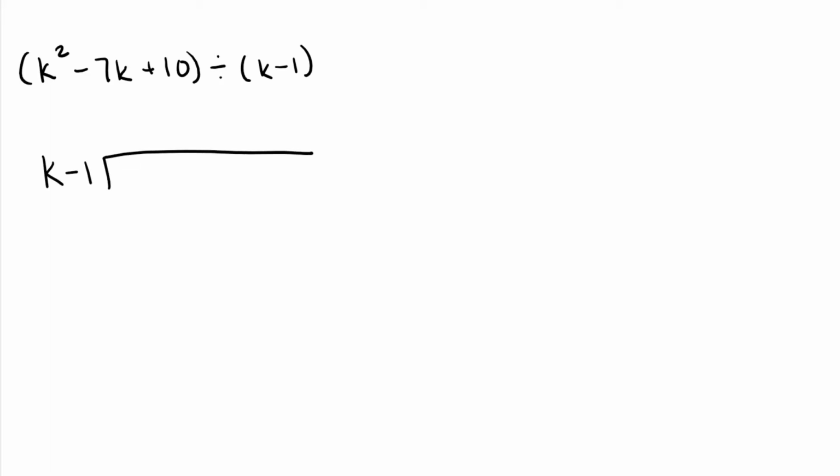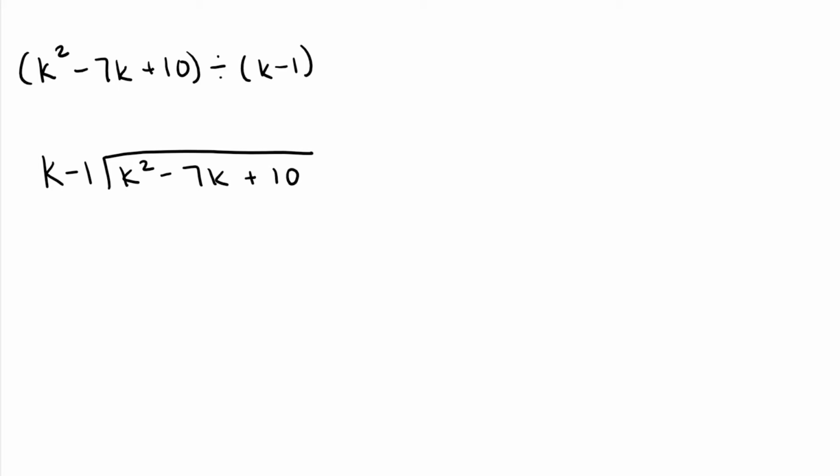Now, let's look at an example using polynomials. We have k squared minus 7k plus 10 divided by k minus 1. K minus 1 is our divisor, so that goes on the outside of our long division symbol. And k squared minus 7k plus 10 is our dividend, which goes on the inside. First, we need to see how many times k goes into k squared. Or you can think of it as what times k will give us k squared. In this case, all we need to multiply k by is another k.